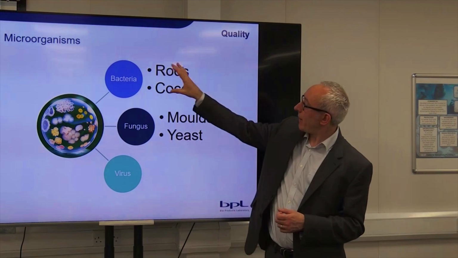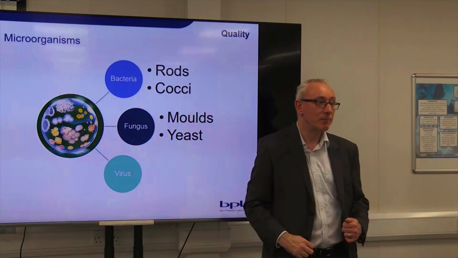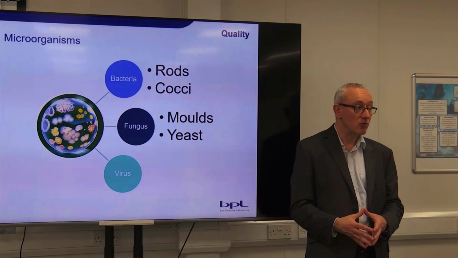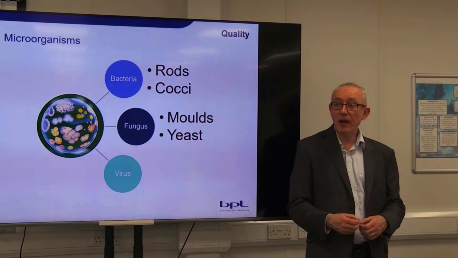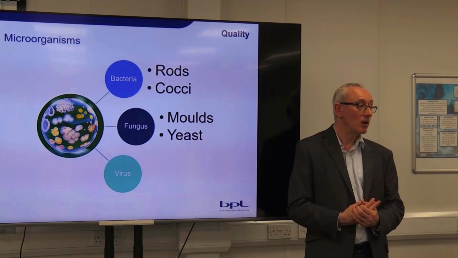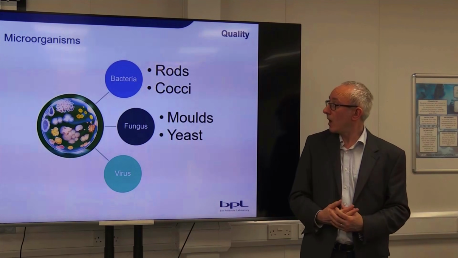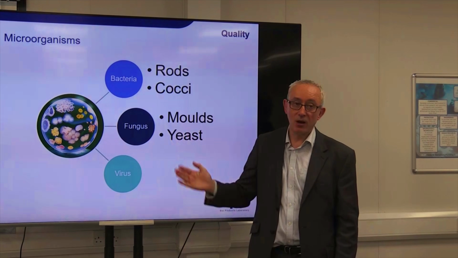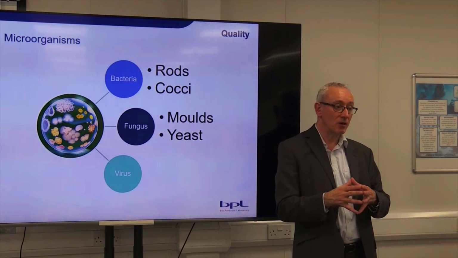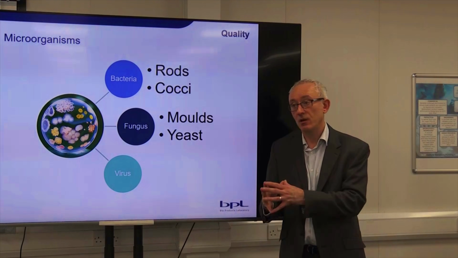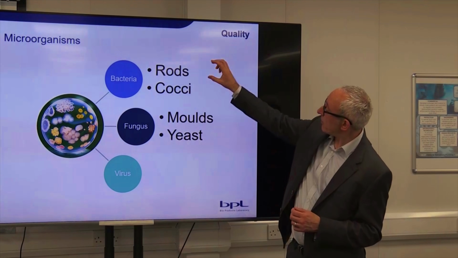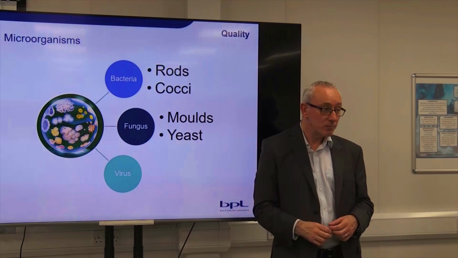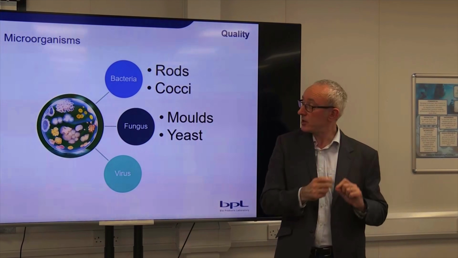So bacteria and fungi are the key concerns within the microbial contamination control program at BPL, and they're very different organisms. They belong to different kingdoms. Bacteria are far simpler, and fungi are more complex and closer to plants than they are to bacteria. And the bacteria come in two shapes. They're either rod-shaped or what's called coccoidal, which is a small spherical shape.